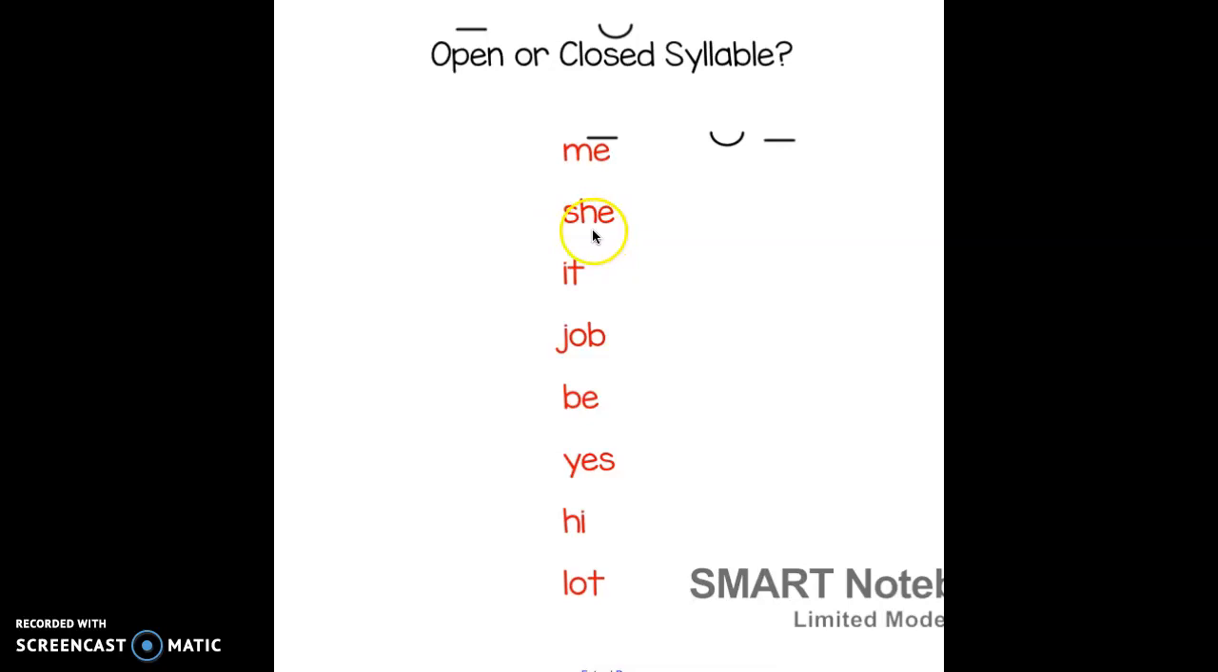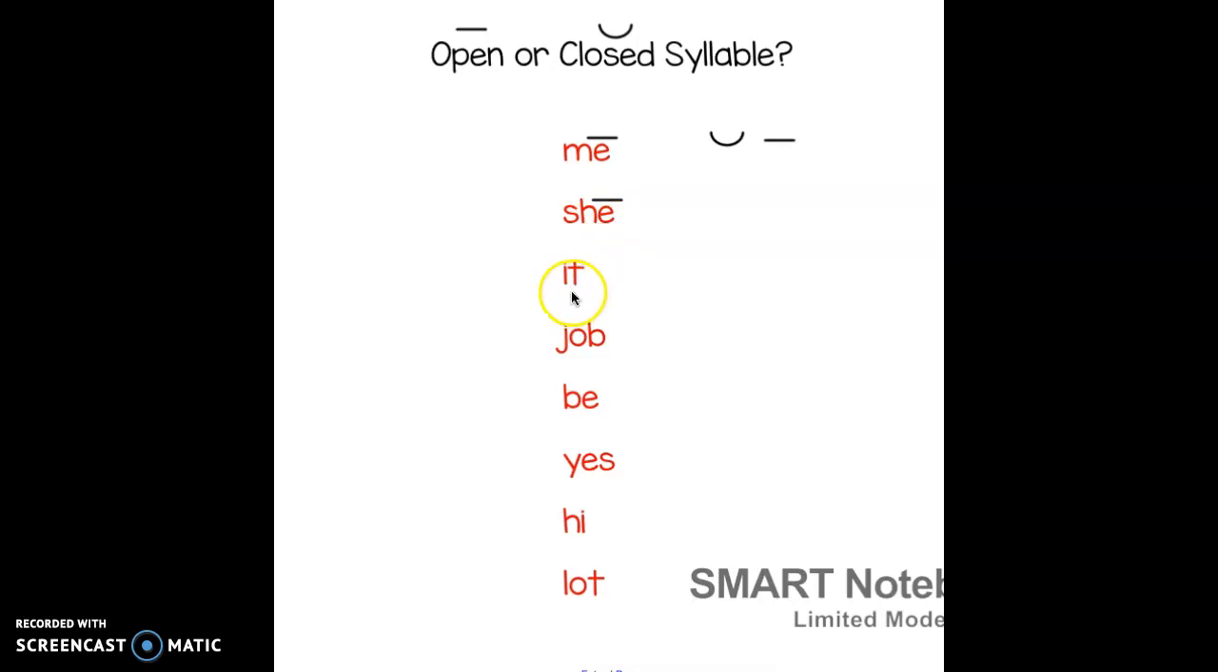Next one. What's my vowel here? Oh, right there. E. Oh, it ends in an E, so that means it's an open syllable. So it makes it say its name. So I'm going to move this symbol and let's tap this out. SH makes sh, so sh. E. She. Very good.